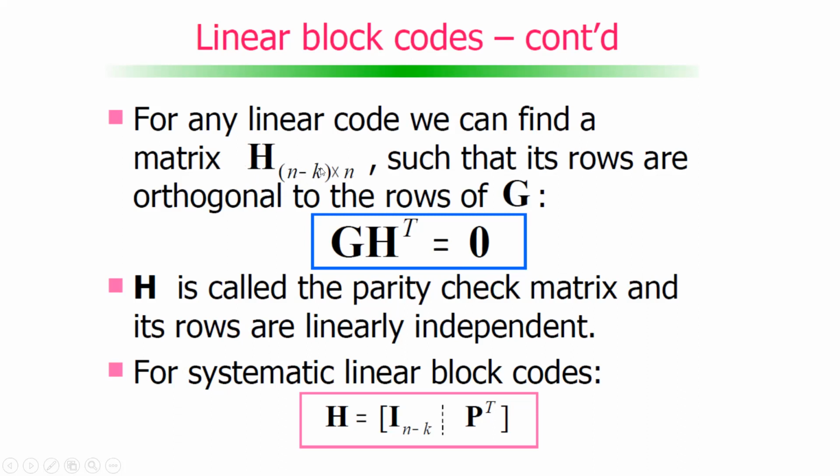Now, we can always find a parity check matrix corresponding to every generating matrix. What should be the condition? The condition is that G times H transpose should be equal to a 0 matrix. The multiplication of the G matrix with H transpose should be a 0 matrix. H is called the parity check matrix and its rows are linearly independent. For systematic linear block codes, H will be given as I of n minus k, P transpose.